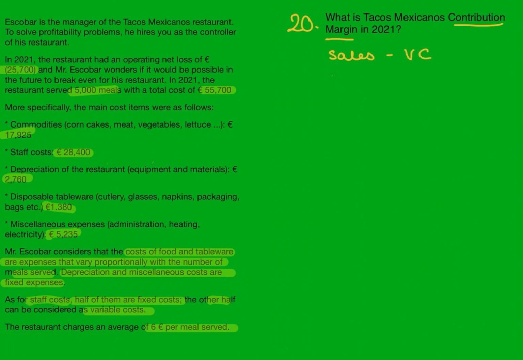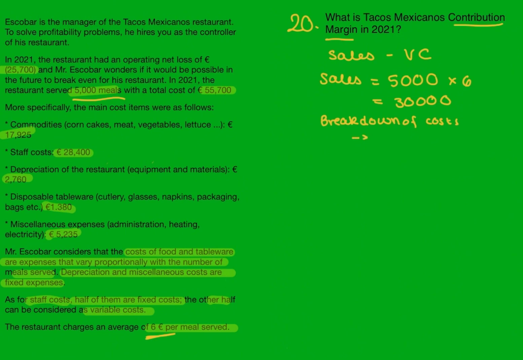So that is the sales minus variable costs. So the sales are equal to 5,000 times 6, because you have 5,000 meals and they're at €6 per meal. So it equals 30,000. So let's break down all our costs. So first we have commodities, which is a variable cost because it says that the cost of food and tableware are expenses that vary proportionally with the number of meals served.